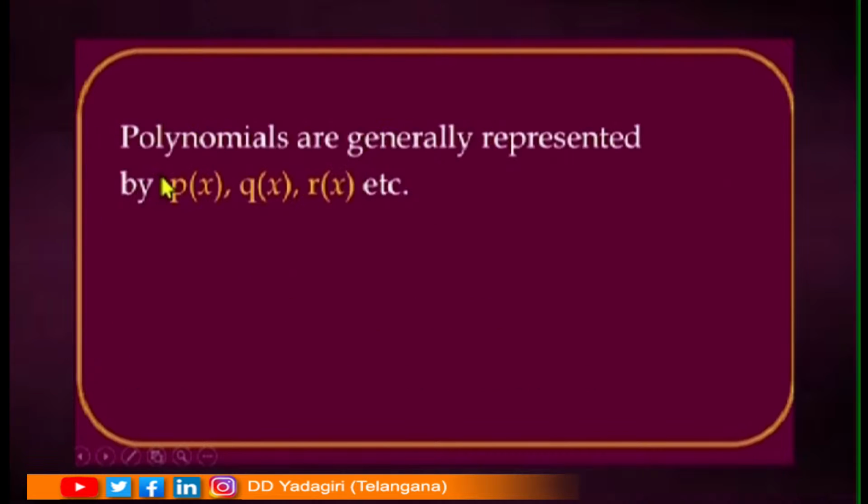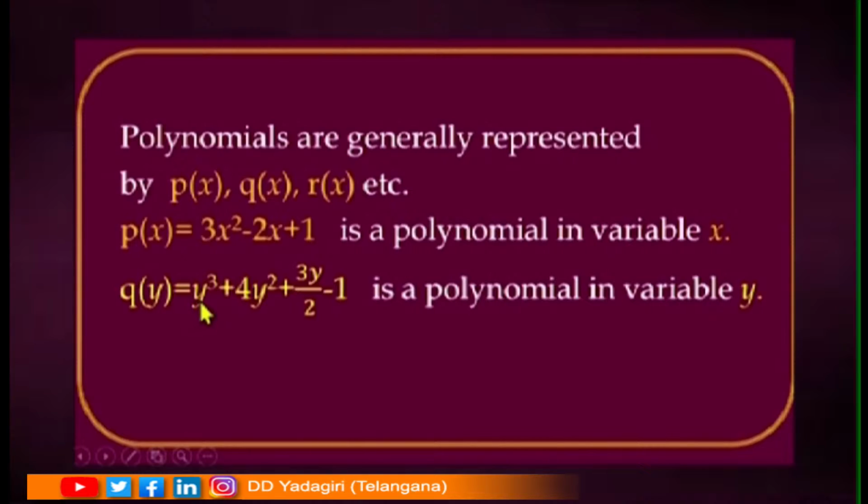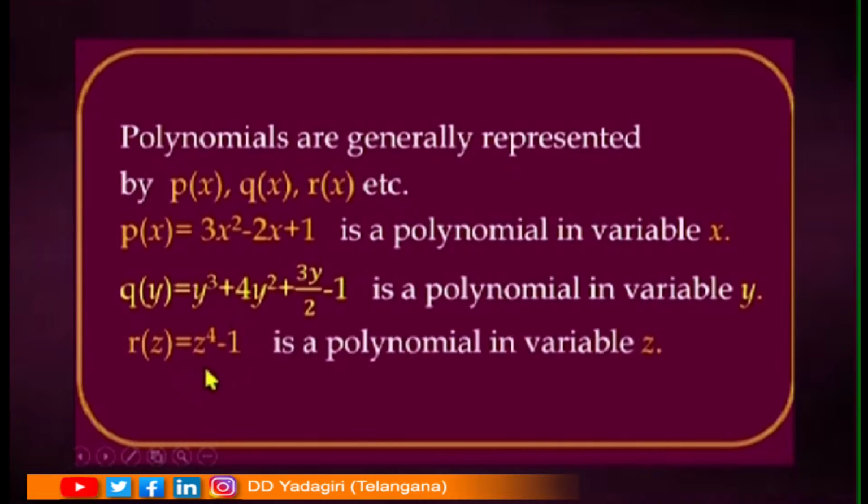Generally polynomials are represented by p of x, q of x, r of x, and so on. Take p of x as 3x square minus 2x plus 1. You can say this is a quadratic polynomial in variable x. Take q of y is equal to y cube plus 4y square plus 3y by 2 minus 1. We can say this is a cubic polynomial in variable y. Take r of z is equal to z to power of 4 minus 1. You can say this is a polynomial of degree 4 in variable z.